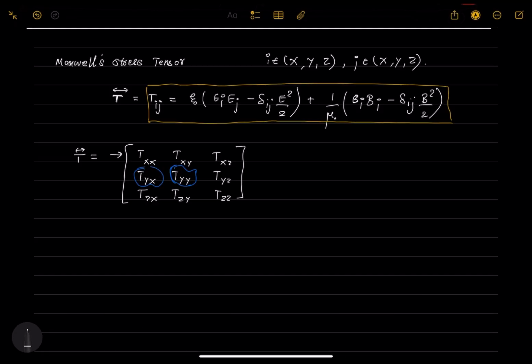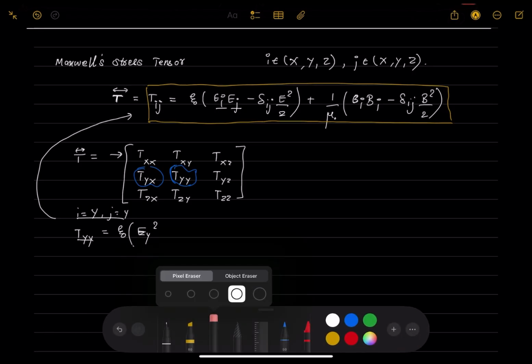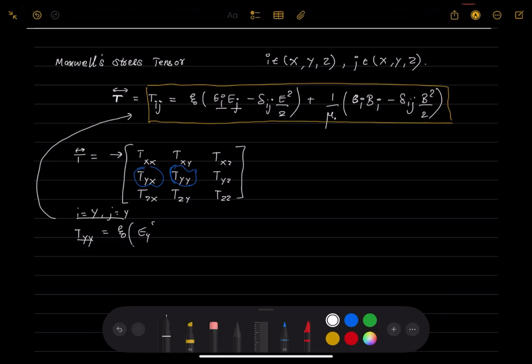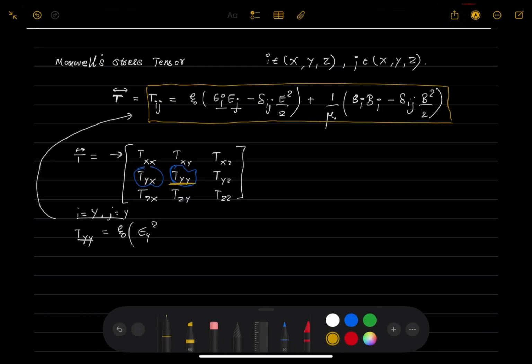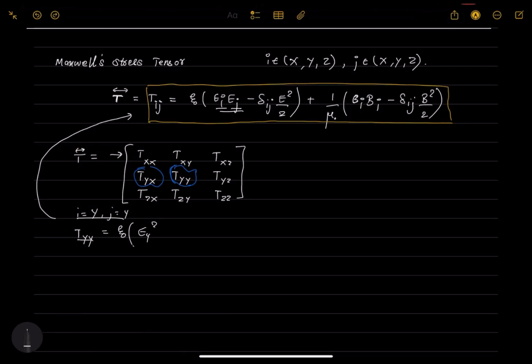All right, let's see what Tyy is according to the definition that we've written there, right? So that is epsilon naught times Ei times Ej. And since i and j we've both taken to be y, we've taken the Tyy element. That gives us Ey squared, right? Ey squared. So this is the yy element of the T object, the tensor object. So Ey squared, that's what the first term gives, minus, and I'm yet to talk about what this delta means.